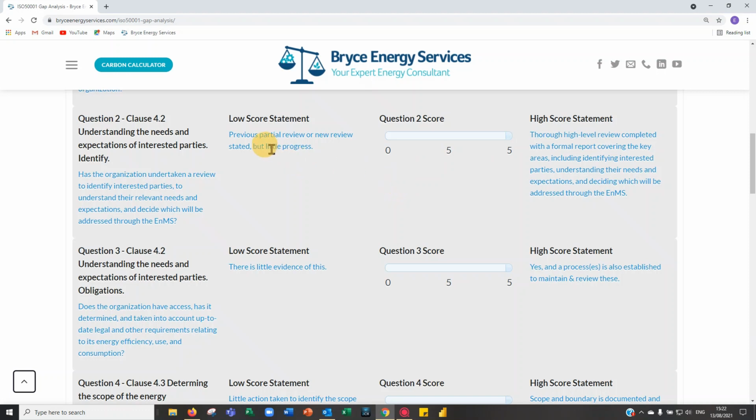So for a low score, previous partial or new review started, but little progress. So basically you said you do something, but you haven't done anything yet. A high score statement: thorough high level review completed with a formal report covering the key areas, including identifying interested parties, understanding their needs, and deciding which will be addressed. So basically we're saying, have you done a full review? And to get a maximum score, yes, I've done a full review. I've documented it, made a report, and put a plan together for how it will be addressed through the energy management system. So again, I'll say a 4.